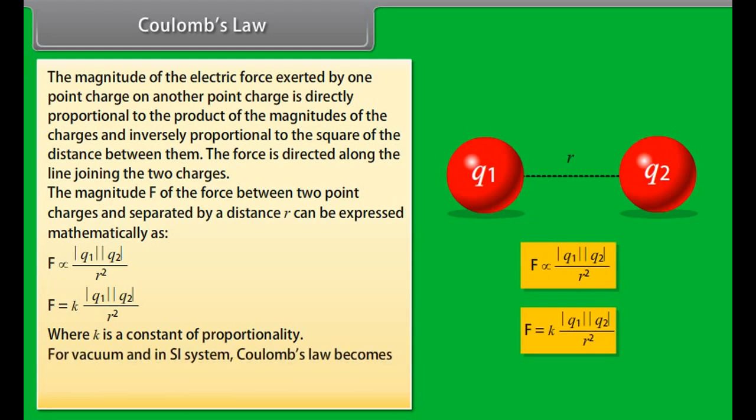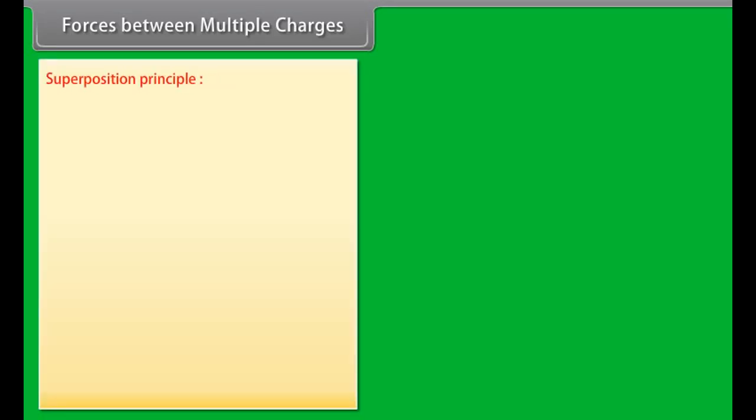For vacuum and in SI system, Coulomb's law becomes F = (1 / 4πε₀) × |q1||q2| / r². Forces between multiple charges. Superposition principle.